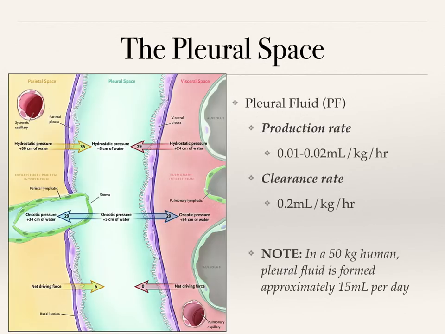The production rate of pleural fluid is approximately 0.01 to 0.02 ml per kilogram per hour, while the pleural fluid clearance by the lymphatics is reported to be 0.2 ml per kilogram per hour. So, normally, a 50 kilogram human would form pleural fluid of about 15 ml daily.